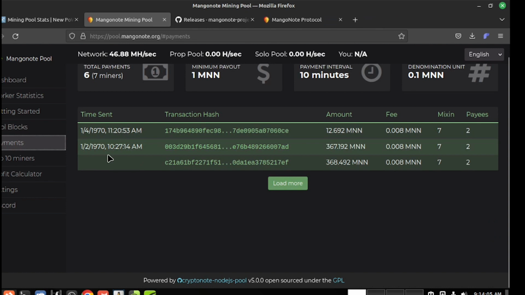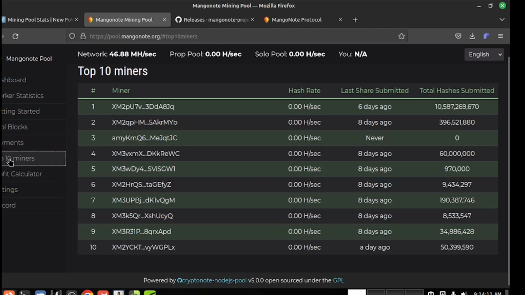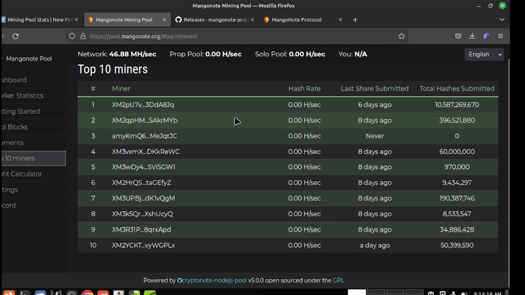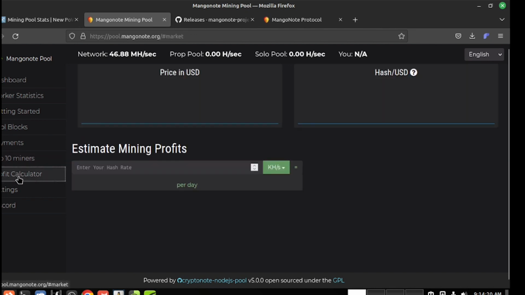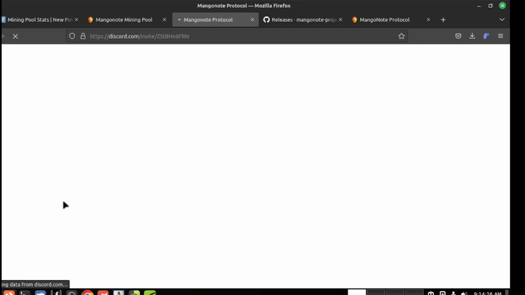Payments. Like I said, this is a real new coin. Here's the top miners. They got a calculator, settings, and then they got Discord.